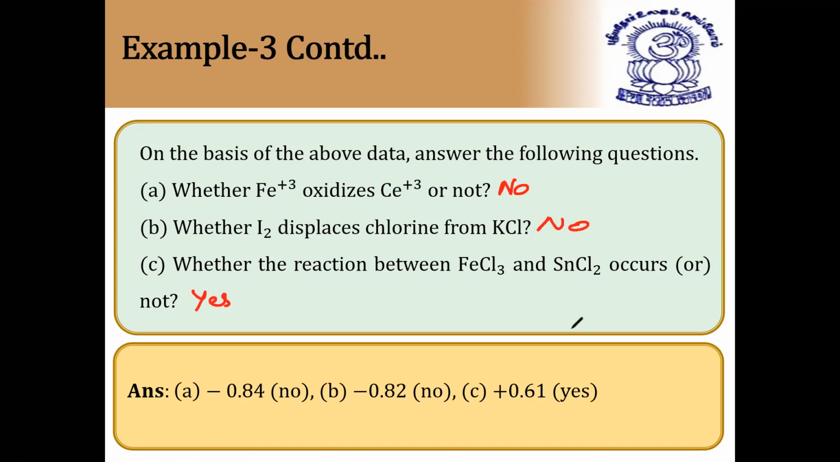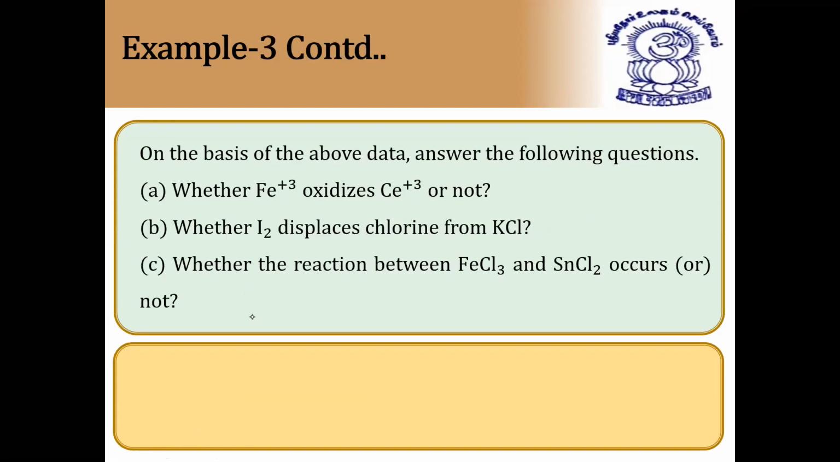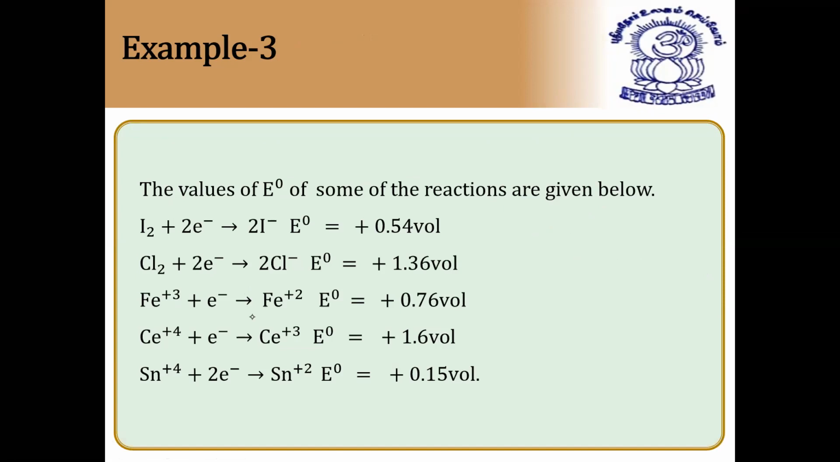Let us see. Backside I'm going now. Clear all the drawings first. Now, back. See, what is the reduction potential of iodine? 0.54. Chlorine is 1.36. So definitely, iodine reduction potential is lesser than chlorine. So easily it can reduce.